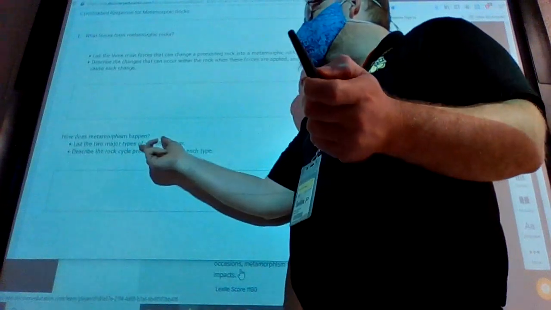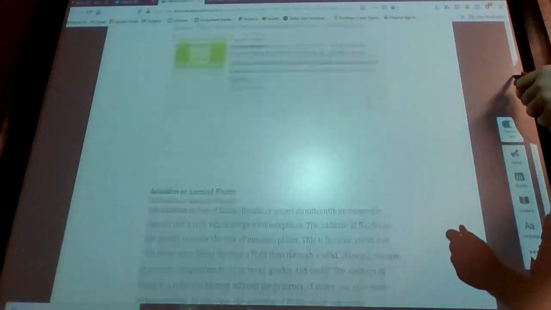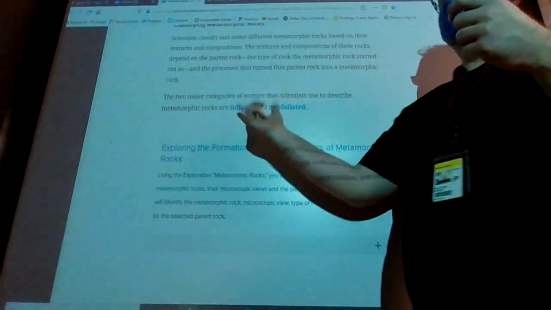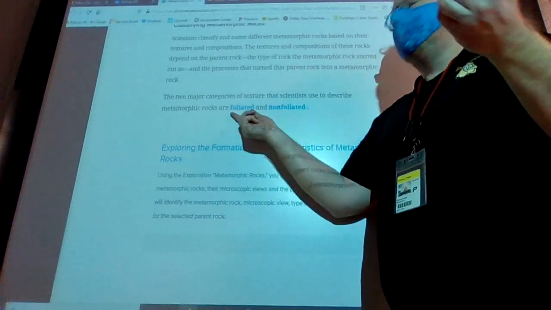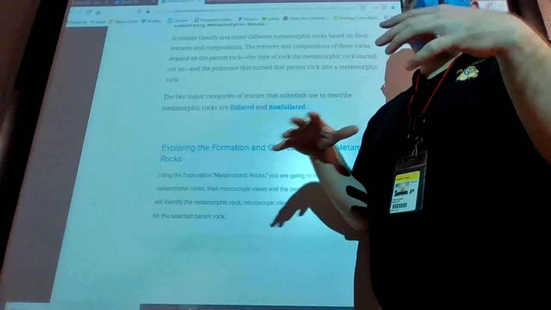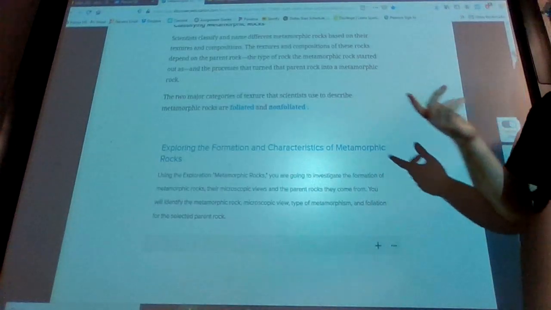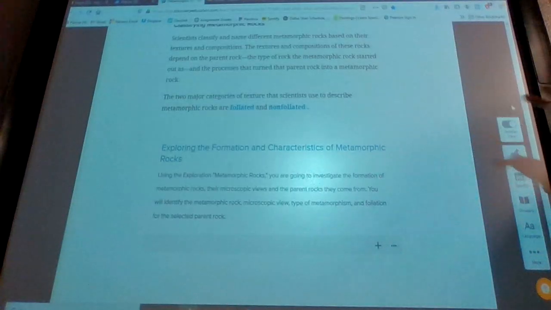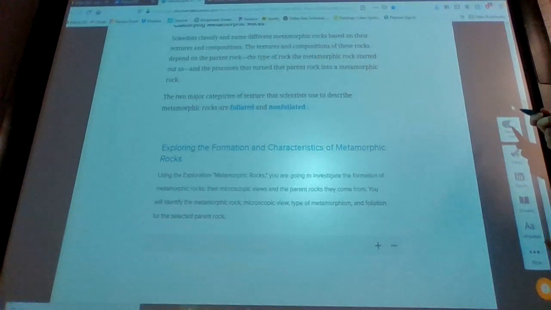And then question number 2, how does metamorphism happen? List the two major types of metamorphism. And so they talk about down here your two major types of metamorphic rock, which are foliated and non-foliated. So we talked about foliated yesterday. Remember, foliated, like foliage or portfolio, you see flat layers. There's going to be flat layers that are visible. Non-foliated doesn't have any flat layers that you see, no stripes or color changes. It just looks like a rock.